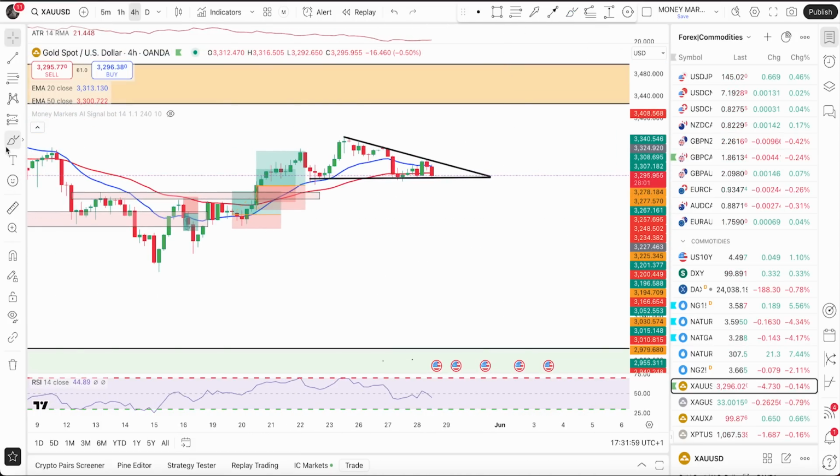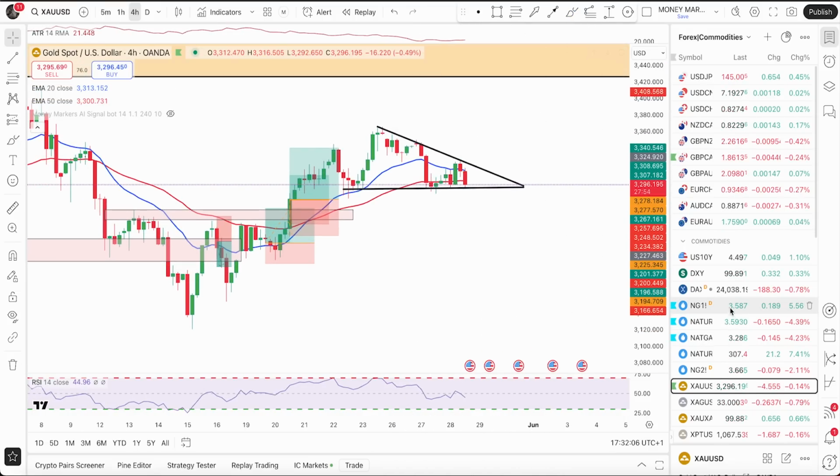I'll keep you guys informed every single day if there are any changes. For now, keep an eye on this triangle pattern for your next entry condition.